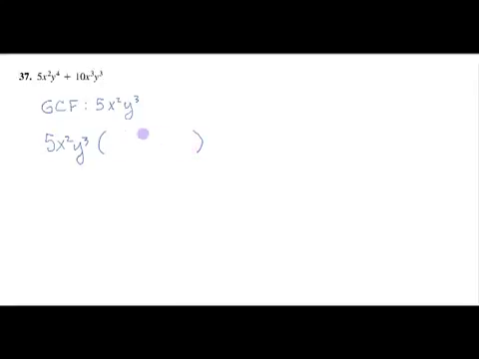binomial was that gives us this when we multiply by that. So 5 divided by 5 is 1, x squared divided by x squared is 1, and y to the fourth divided by y cubed is y, plus 10 divided by 5 is 2, x cubed divided by x squared is x, and y cubed divided by y cubed is simply 1.